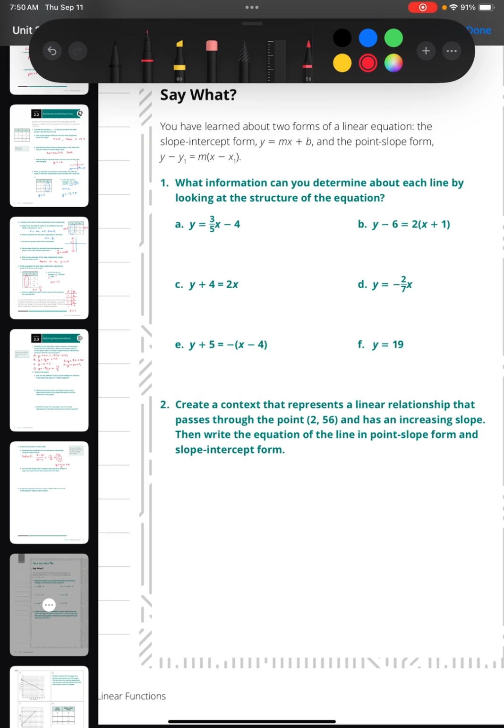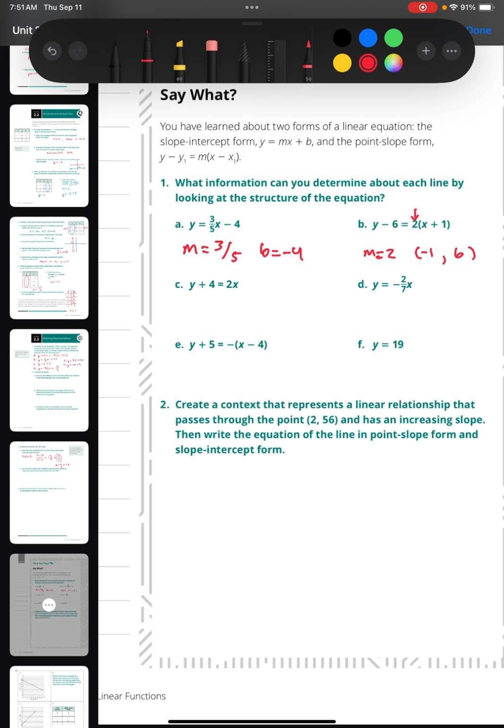So A is in slope-intercept form. So we can recognize that we have a slope of 3/5, and we got a y-intercept of -4. B is in point-slope form, so we can recognize we have a slope of 2. And then remember with the point, it's the opposite of the sign in the equation. So if it says x plus 1, x was -1, and if it says y minus 6, y was +6.